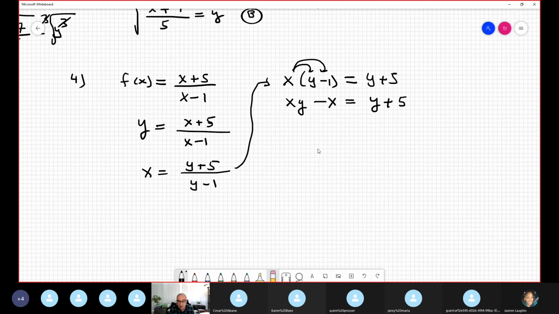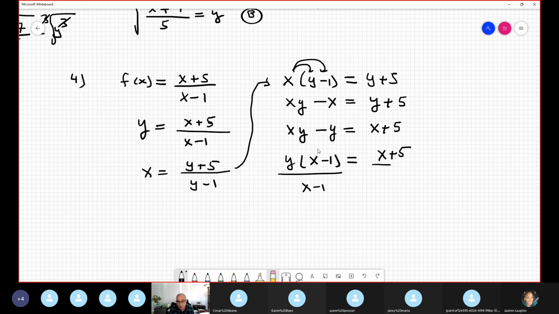See, my goal is to solve for y. Therefore, I move x and y to the same side. In this case, I prefer to the left. And on the right hand side we have x plus 5, or 5 plus x, is the same. Now I factor out y: y times x minus 1 equals x plus 5. And finally, divide by the factor x minus 1 on both sides. y is equal to x plus 5 over x minus 1. And this is, I suppose, the inverse function.